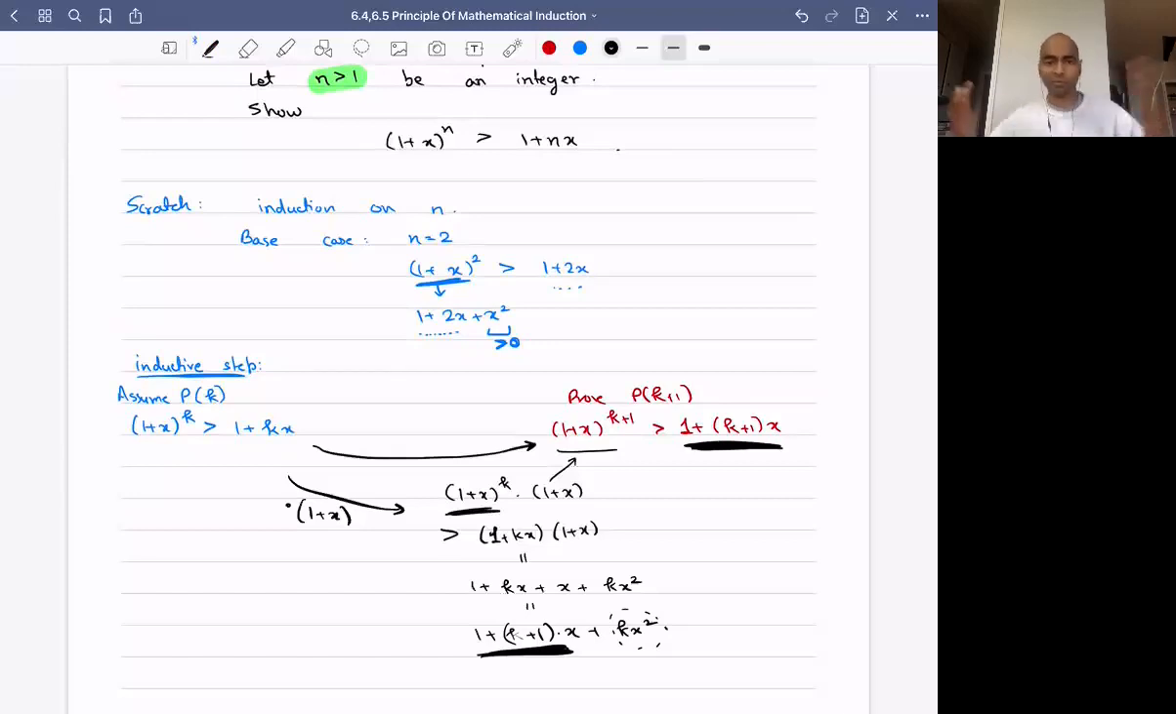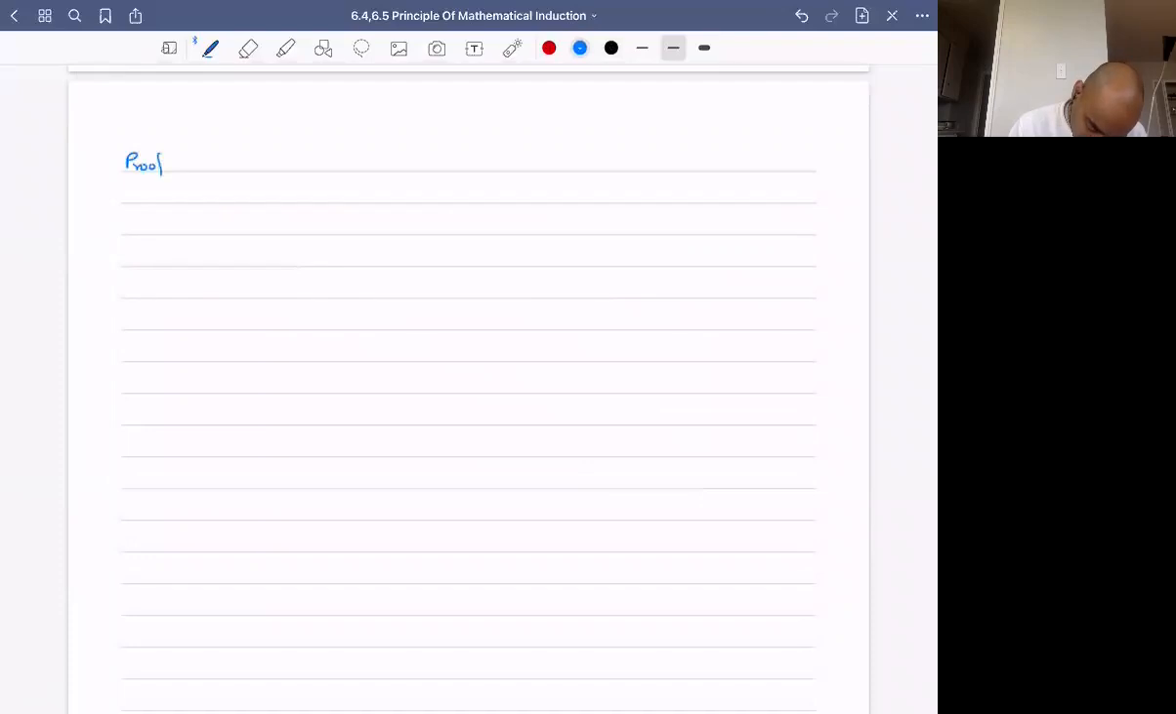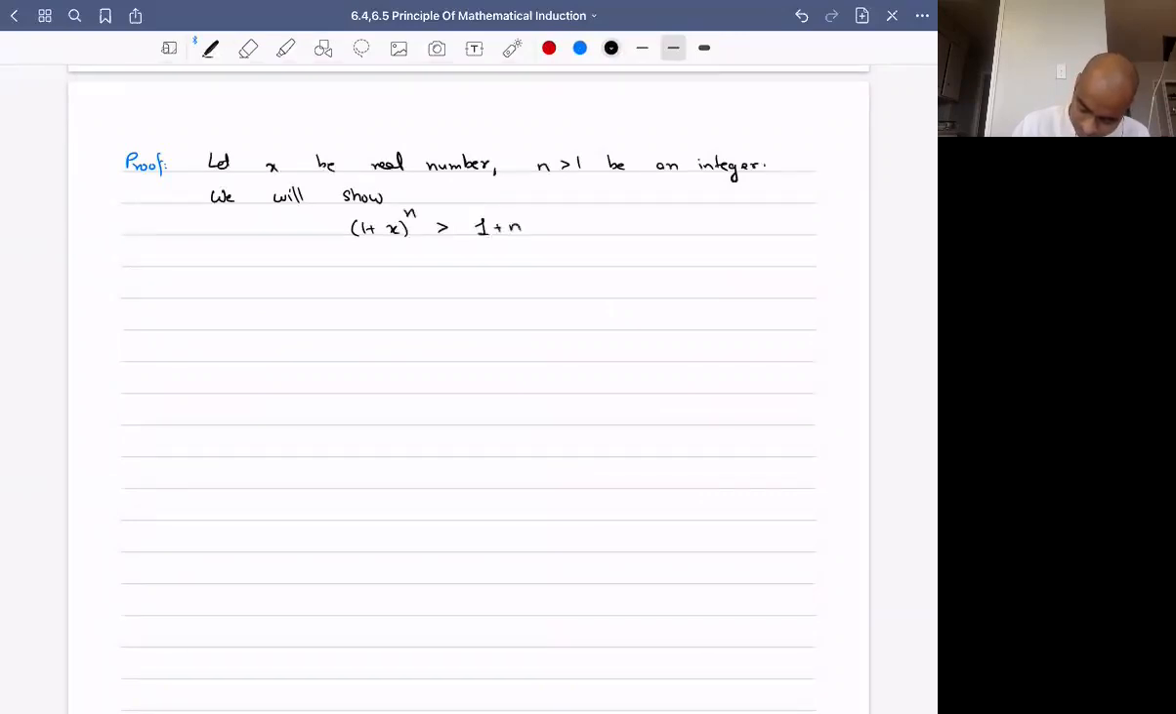Of course, we don't prove things in all directions. We have to start from the beginning and go to the end. So let's do it systematically now. Let x be a real number and n greater than 1 be an integer. We will show that 1 plus x to the n is greater than 1 plus nx.